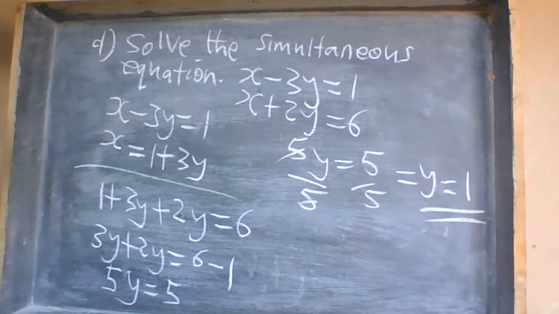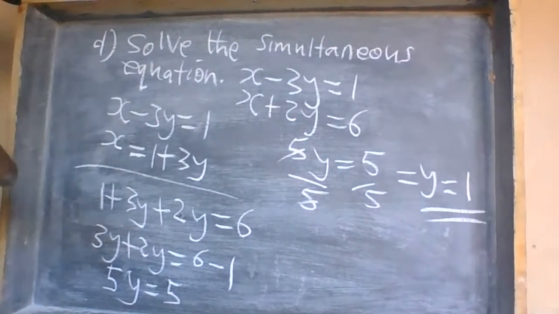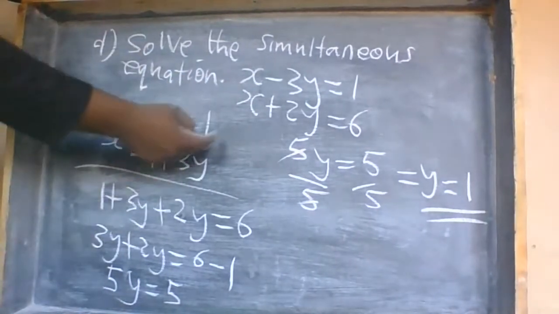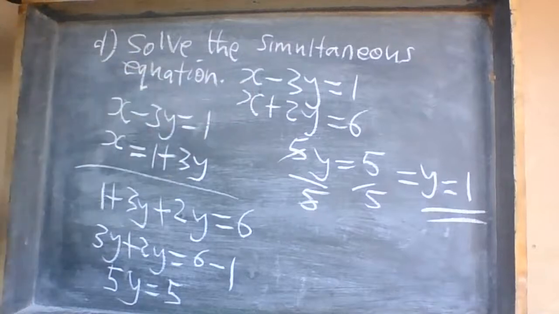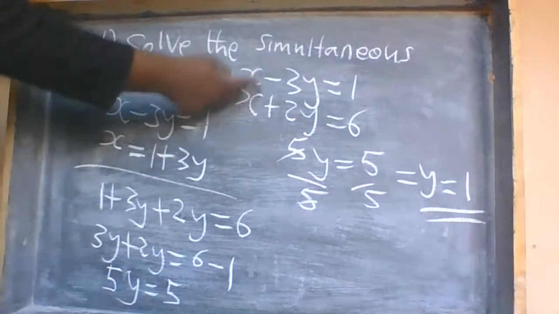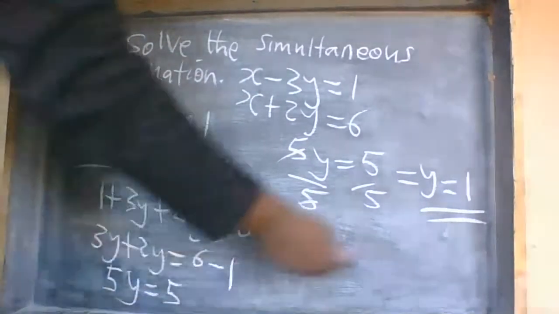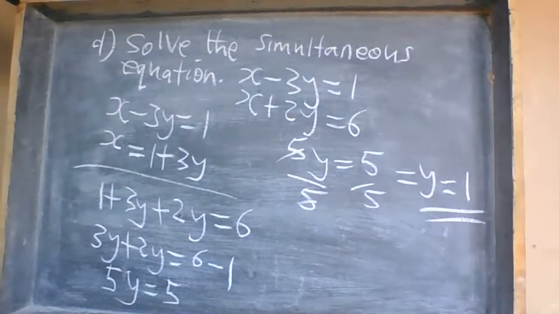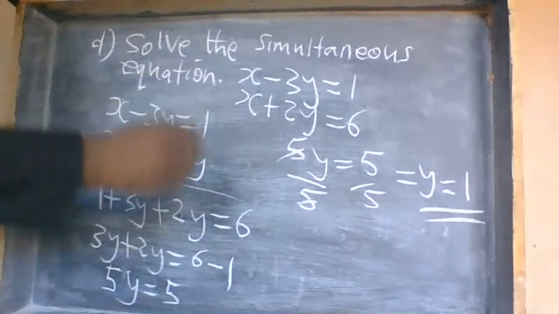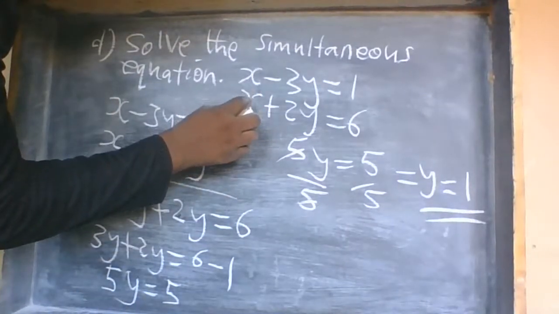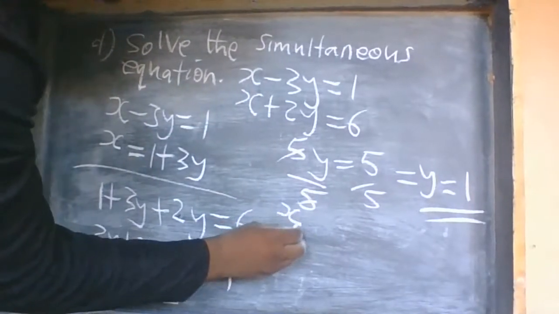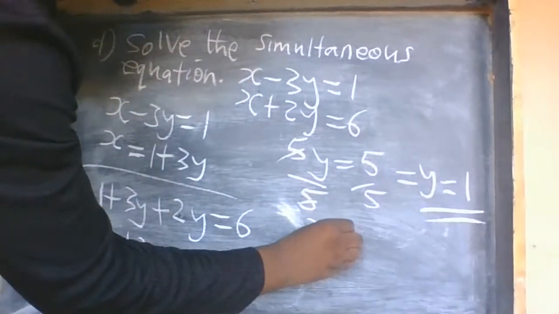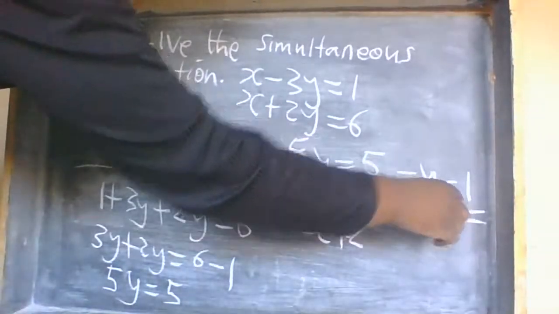Then how do I find the value of x? To find the value of x, we go back to the original equations. You can choose either of the two equations, and then replace y with 1 in order to find the value of x. I'll go to the second equation: x plus 2y, where y equals 1.